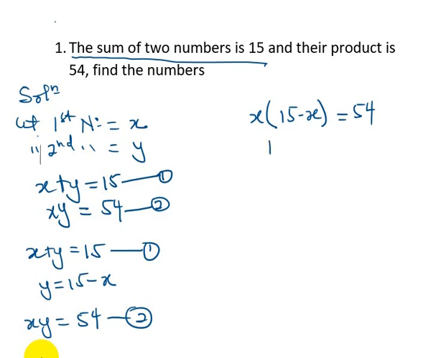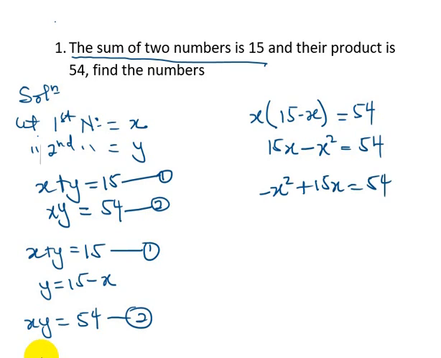So 15 times x gives me 15x, and x times minus x gives me minus x squared, being equal to 54. Now if we look at this, it is not well arranged, but it's a quadratic equation. Let's arrange it. When we are arranging it, we bring the x squared first. So I'm going to get minus x squared plus 15x being equal to 54.